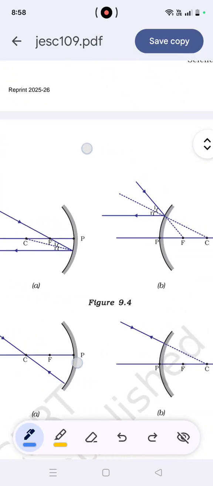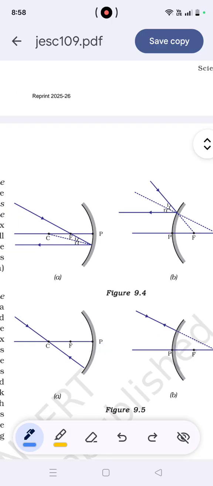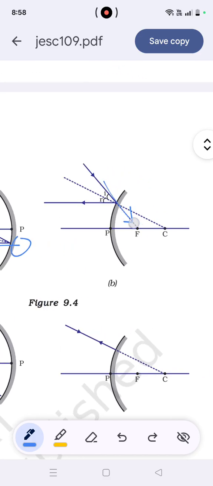Now the second case here. If a ray passing through the focus is incident on the mirror, after reflection it becomes parallel to the principal axis.